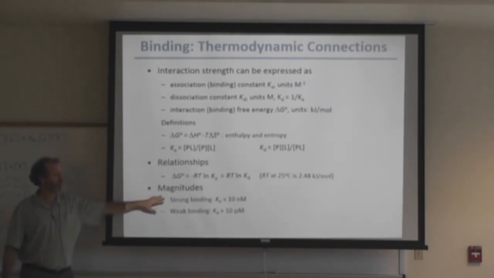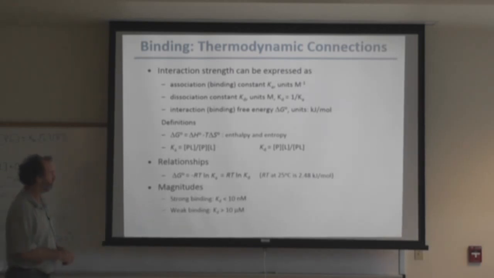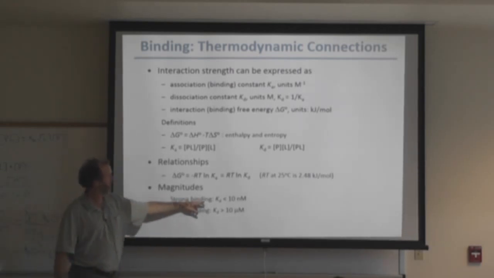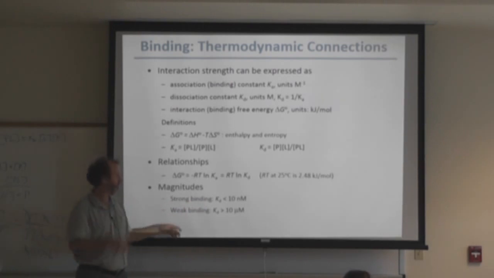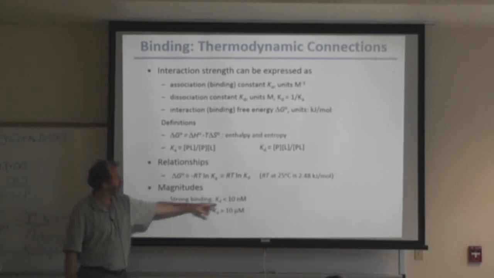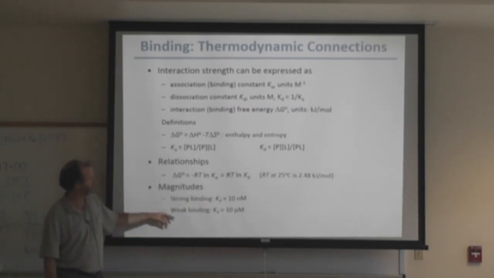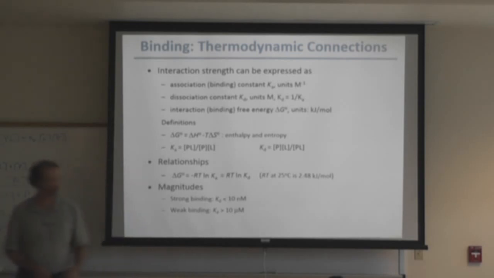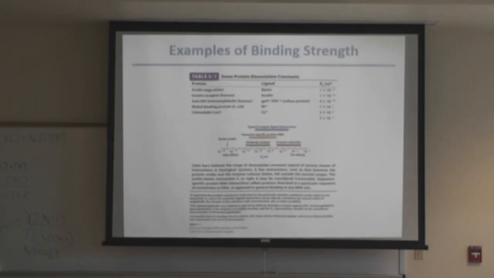And this is what people always get confused about, the magnitudes. The smaller the Kd, the stronger the binding. Weak binding is when the Kd is larger, okay? So strong binding is below 10 nanomolar, weak binding is greater than 10 micromolar. And then I think there are some examples here of different ligands and their binding strength.